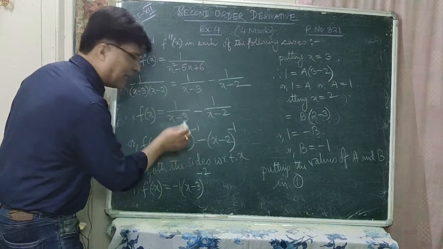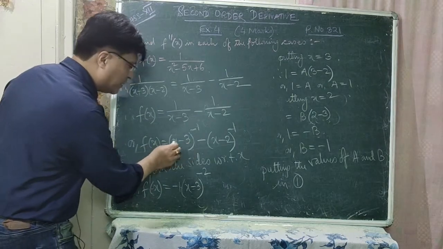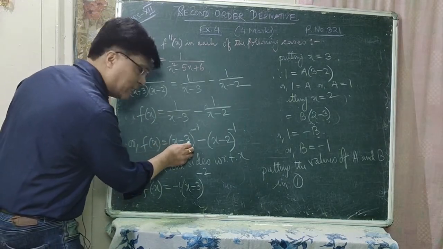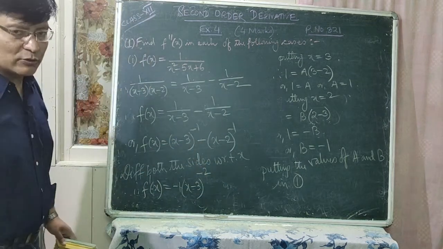We have differentiated this x minus 3 by assuming it as x. So what is the differentiation of x minus 3? For x it is 1, minus 3 it is 0. 1 minus 0 is always 1. Since it is 1, we do not have to write it.